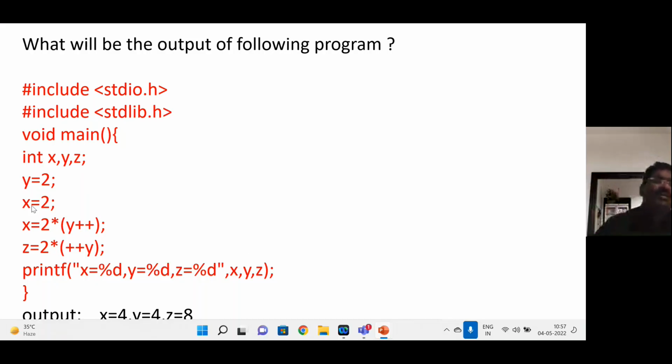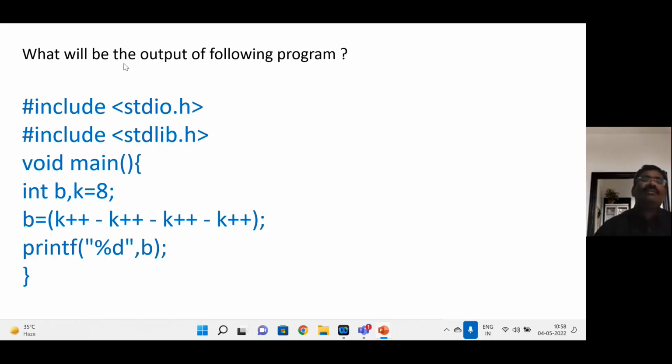y = 2, x = 2. Here, 2 * y++ means the value 2 will be incremented after assigning. So 2 into 2 is equal to 4. The x value is 4. After that, next comes z. z = 2 * ++y. Here y was 2, incremented to 3, then 3 plus 1 is 4. 4 into 2 is equal to 8.